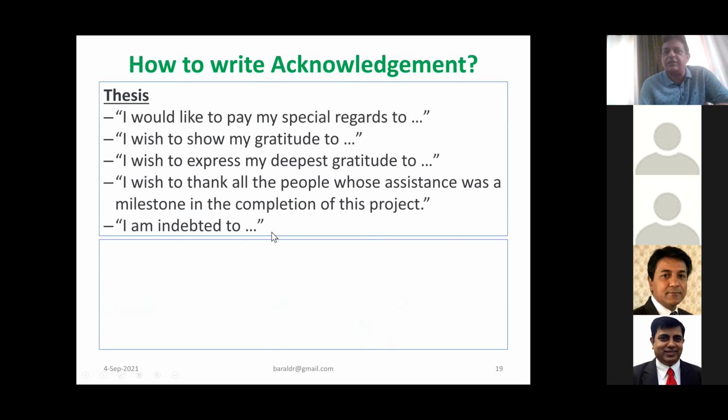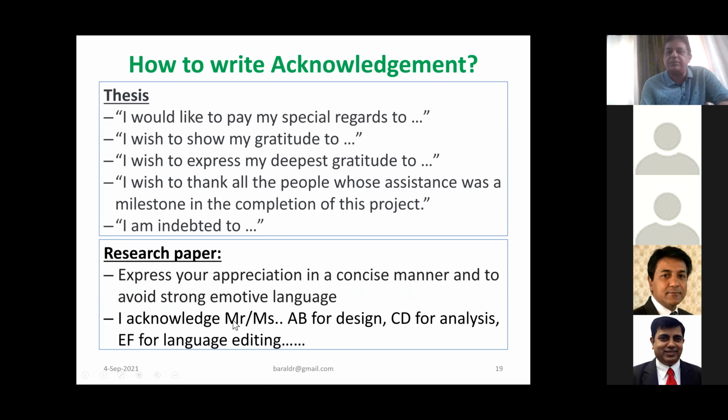You see, in a thesis, I would like to pay my special regards, I used to show my gratitude. Those are the things that we write. But in a research paper, express appreciation in a concise manner and avoid strong emotional language. I acknowledge Mr. and Mrs. AB for design, CD for analysis, A for language, like that only, not those emotional language.